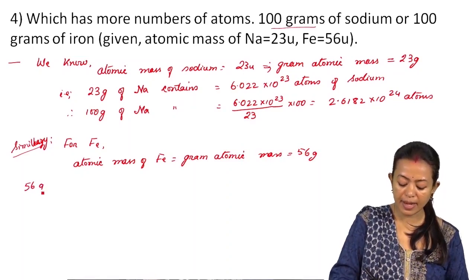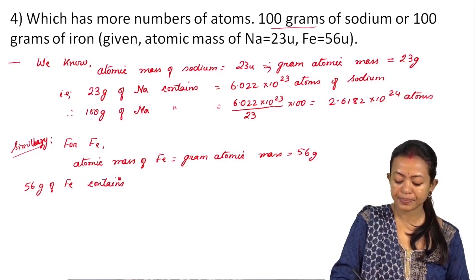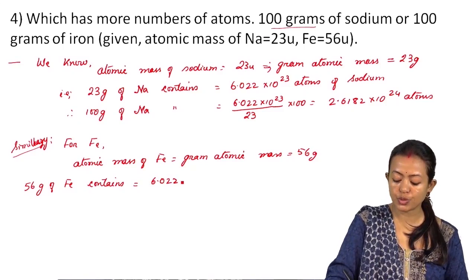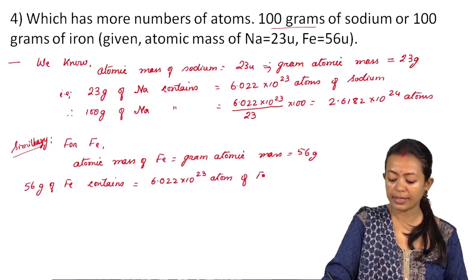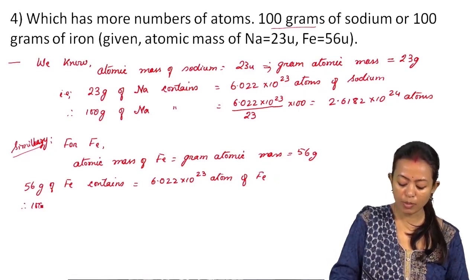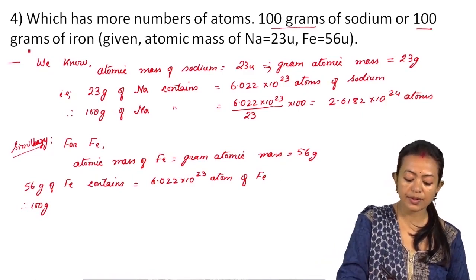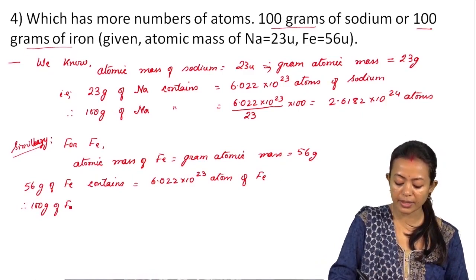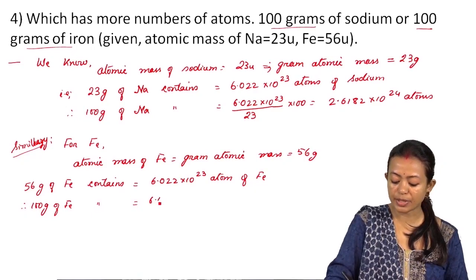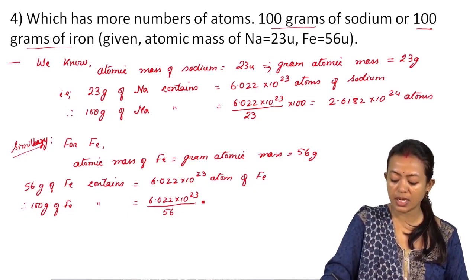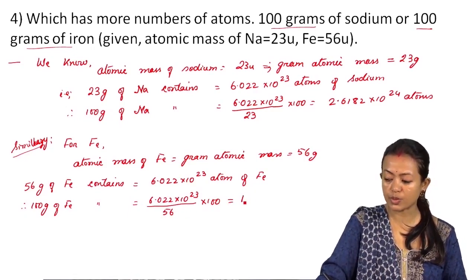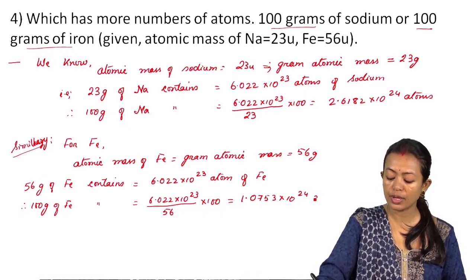Thus, 56 gram of iron contains 6.022 into 10 to the power 23, that is Avogadro's number, of atoms of iron. Therefore, again how much is given? 100 grams of iron. So 100 grams of iron will contain 6.022 into 10 to the power 23 divided by 56 into 100, which will be equal to 1.0753 into 10 to the power 24 atoms.